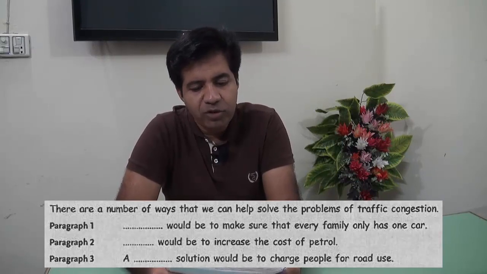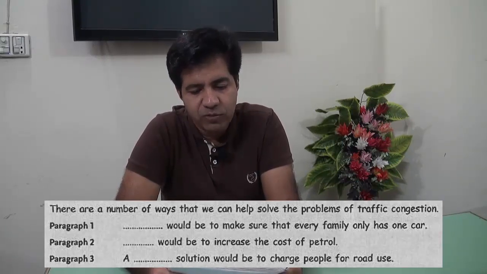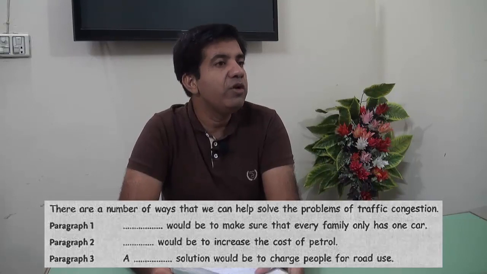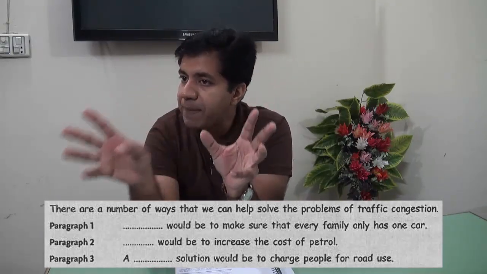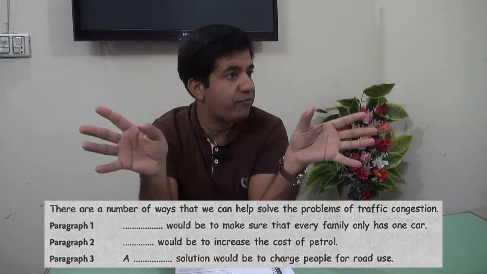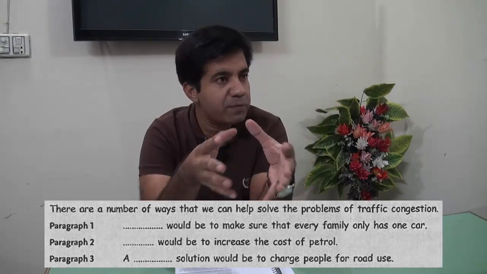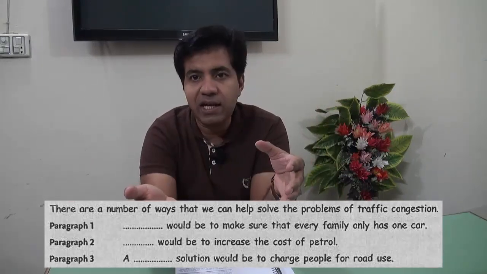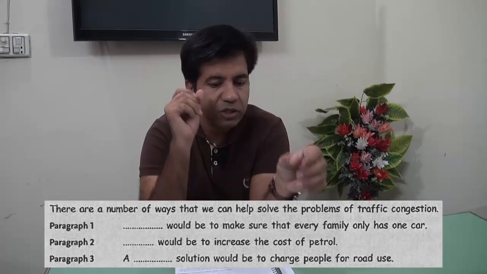So in paragraph 3, a more controversial solution would be to charge people for road use. Do you understand now? In all 3 paragraphs, the points are totally different. These are the main ideas, then the supporting detail and example, and the closing of the topic.